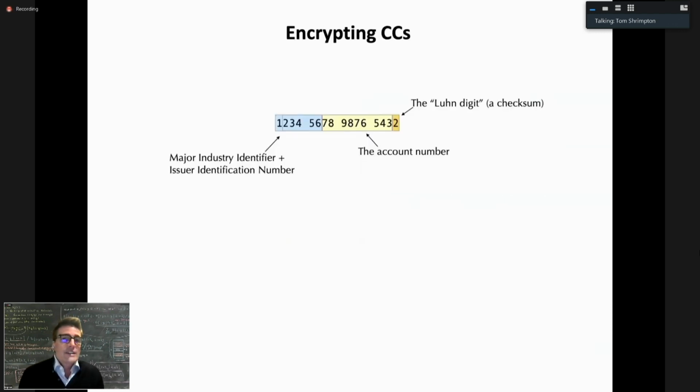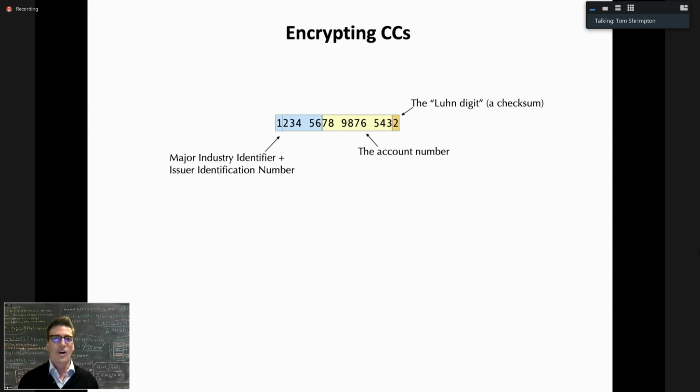Okay, in particular, let's look at encrypting credit card numbers, proper credit card numbers, not just decimal digit strings. Credit cards are between, I believe, 16 and 20 decimal digits. Typically we use 16. And they're organized in the following way. The first block of blue digits up here are what are called the major industry identifier and the issuer identification number.